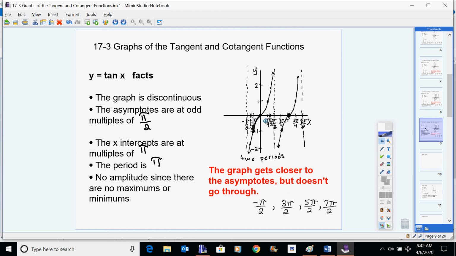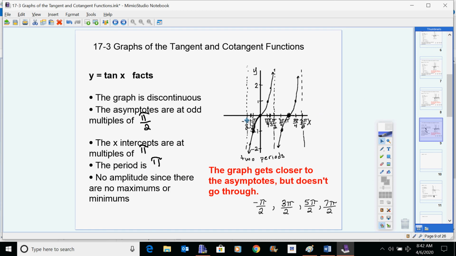It just makes it easier to draw. But it's not like a sine curve that you can keep on going and keep on going. It's discontinuous, meaning that there's gaps. The asymptotes are at the odd multiples of pi over 2. I had already said that, but just so you know that if you wanted to draw a million of them, you just have to go to the odd multiples of pi over 2. The x-intercepts are at multiples of pi. So 0 and pi and 2 pi and 3 pi and 4 pi.